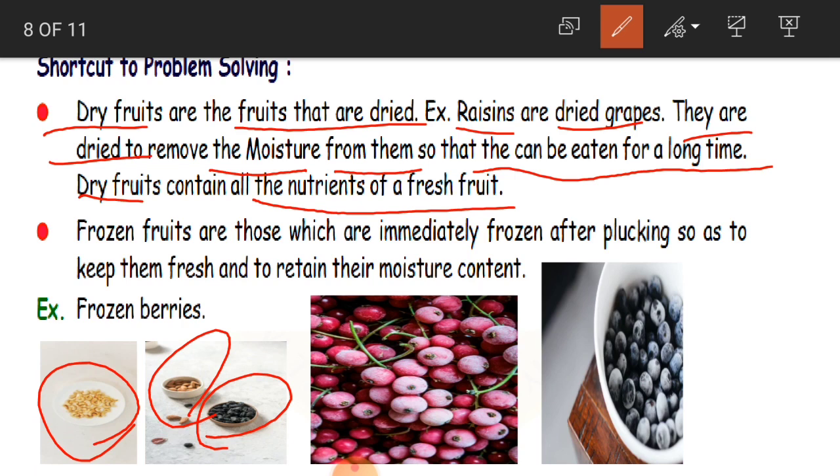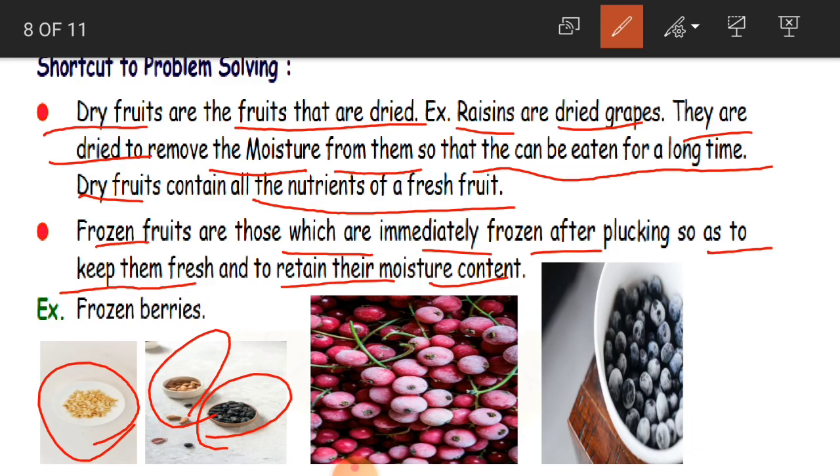Clear? And frozen fruits are those which are immediately frozen after plucking so as to keep them fresh and to retain their moisture content. Frozen fruits, children. You might have seen these in the superstores. If you go to any superstore, you will see one frozen corner where you get frozen fruits, frozen vegetables, frozen products in one corner, where they are preserved in freezers. How do they preserve this? After plucking the particular fruit or vegetable, they just keep it in the freezer so that they remain fresh and they retain their moisture without losing it.